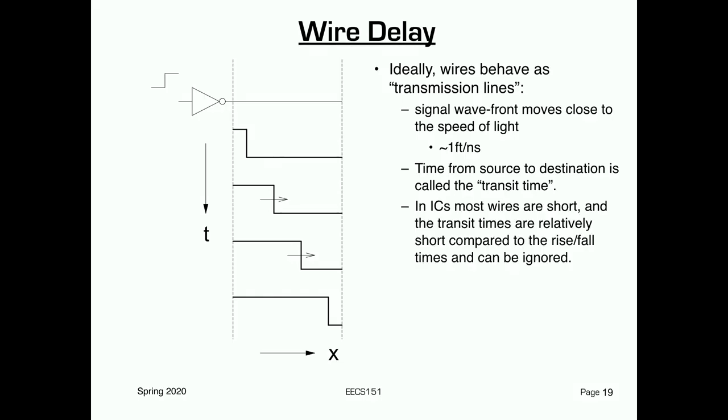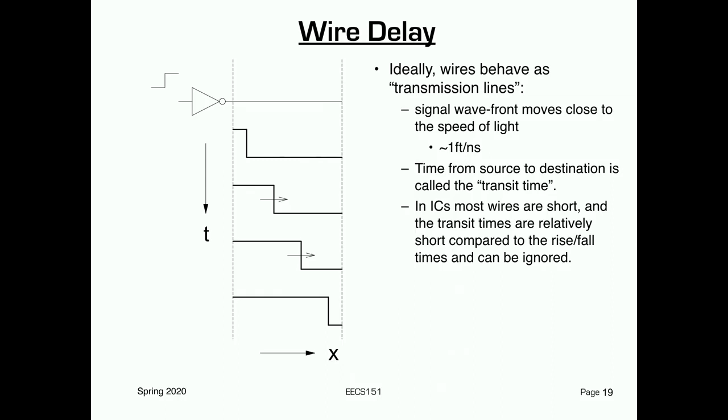In ICs, most of the wires are short. In fact, they're much, much shorter than a foot. So the transit times are relatively short compared to the rise and fall times. Think of the wire. The wire also has some capacitance, and it's being discharged or charged up by the resistance of the transistors in that logic gate. While the logic gate is moving the voltage on that line up or down, the reflection is going, but the transit times are very short. In fact, it reflects and comes back while the voltage on the node is being changed.